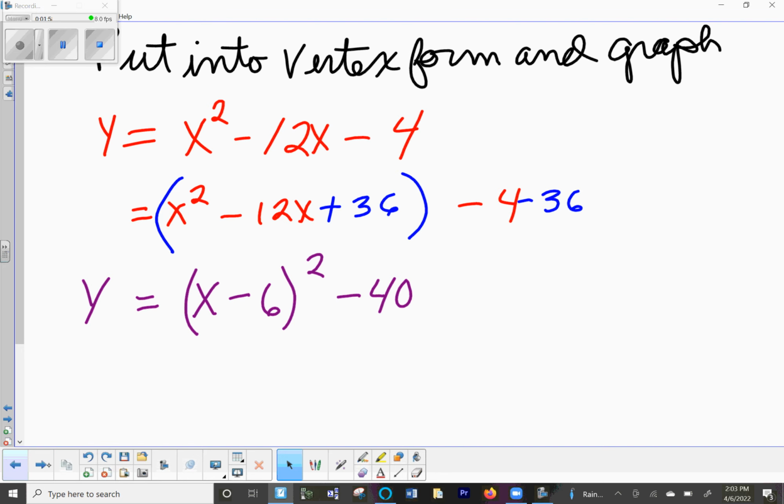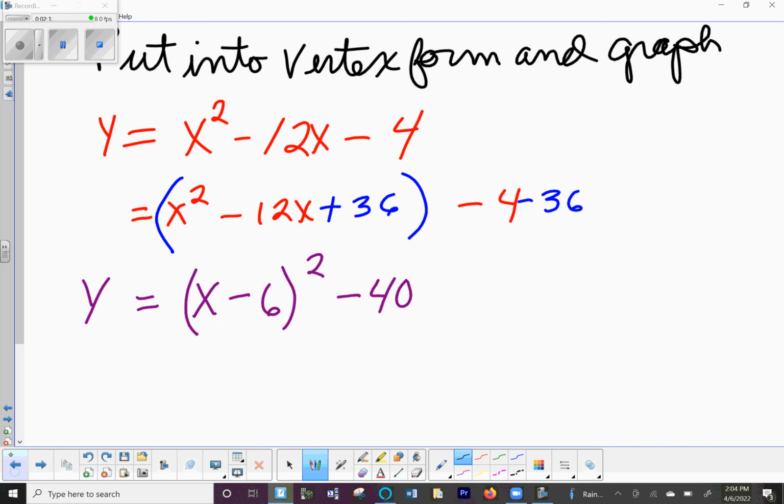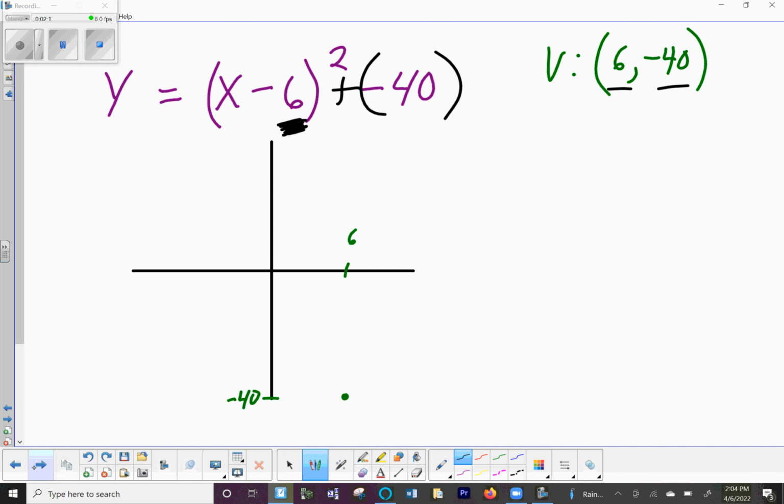Let me go back. Oh, sorry, there it was. You can get the vertex very easily from minus h is 6, plus k. So think of this as plus negative 40. So 6, negative 40 is the vertex. And because the leading coefficient on this was a 1, that's a 1 back there, that means you're going to do the normal parabola.